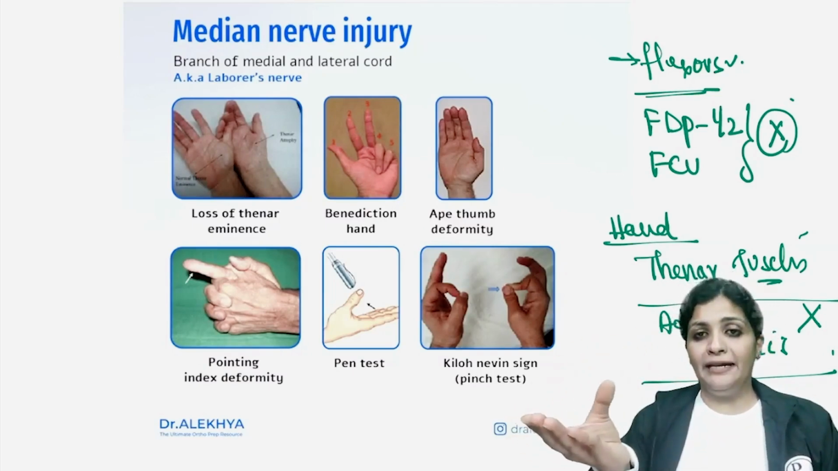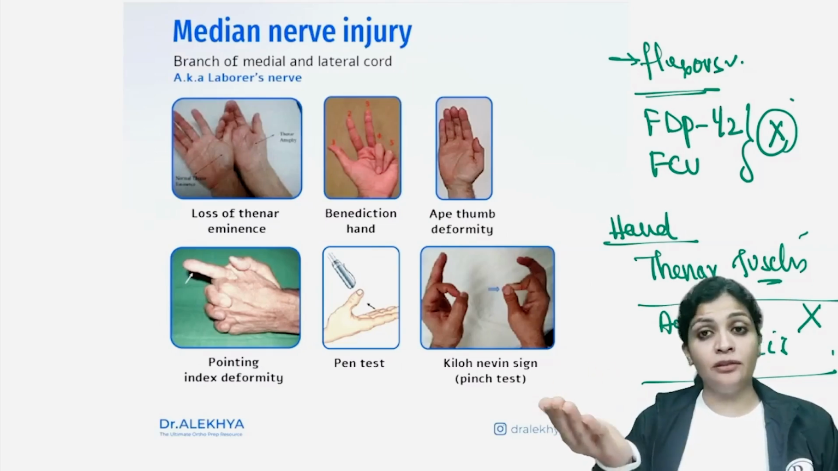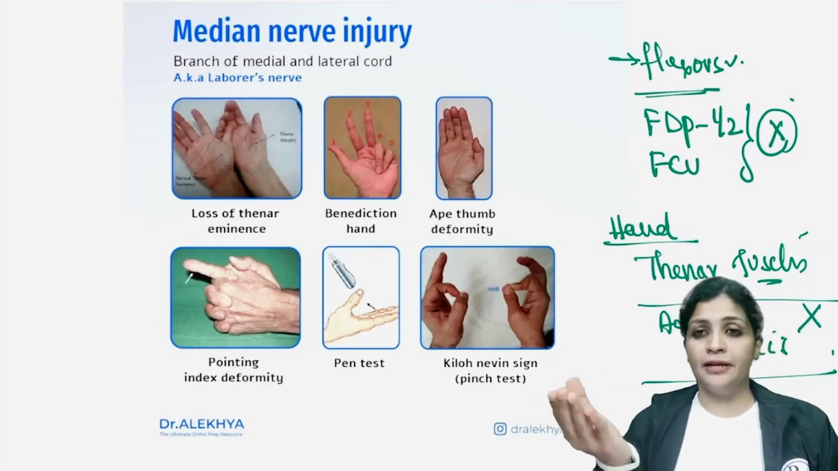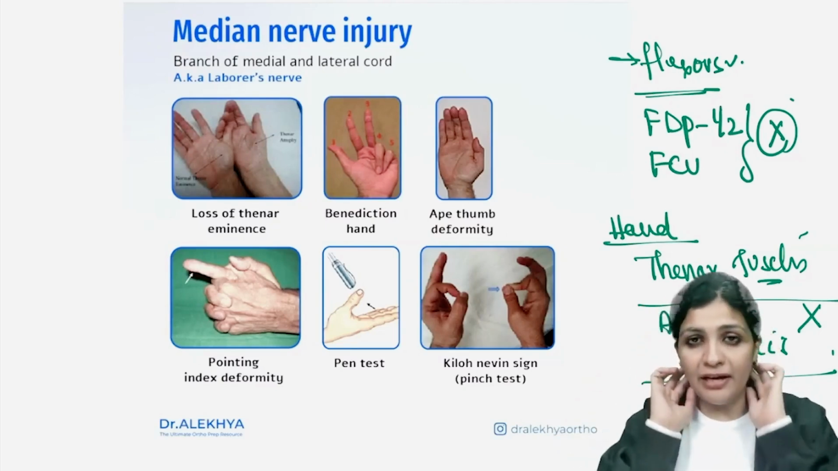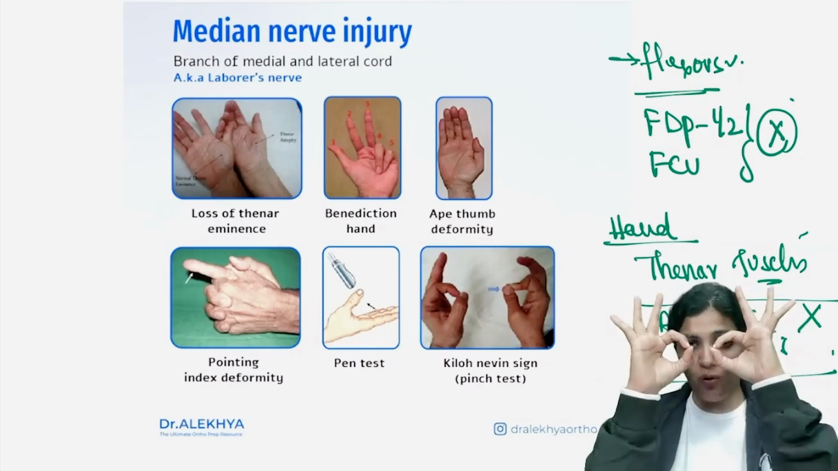And then again the pen test. So pen test, remember, it is with your thumb, right? So that is why it is related to the median nerve. But the book test is related to your ulnar nerve, right? And then the OK sign or the O sign.